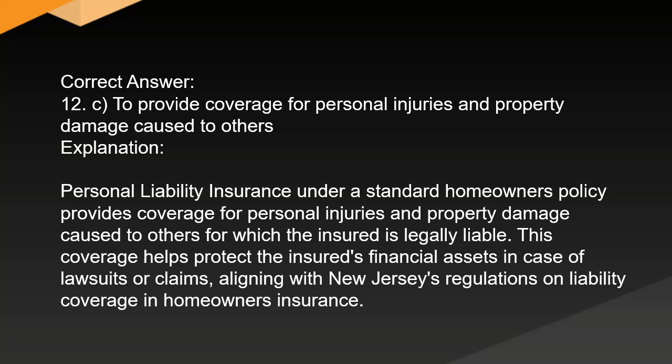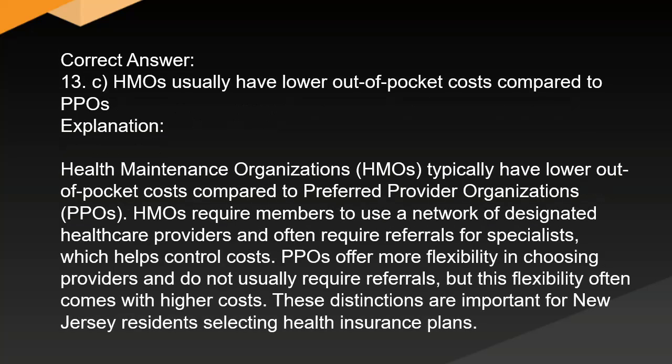Correct answer: C. To provide coverage for personal injuries and property damage caused to others. Explanation: Personal liability insurance under a standard homeowners policy provides coverage for personal injuries and property damage caused to others for which the insured is legally liable. This coverage helps protect the insured's financial assets in case of lawsuits or claims, aligning with New Jersey's regulations on liability coverage and homeowners insurance.